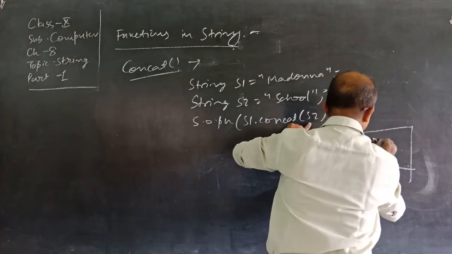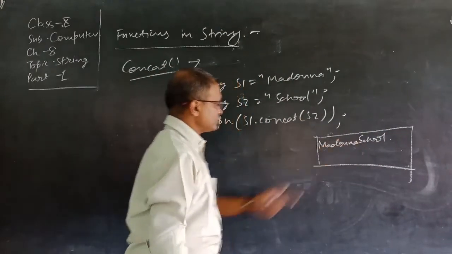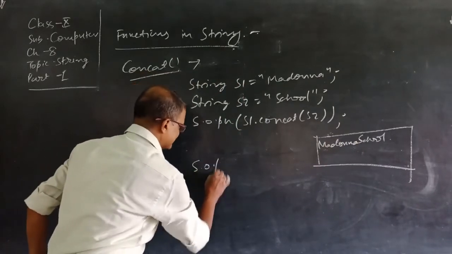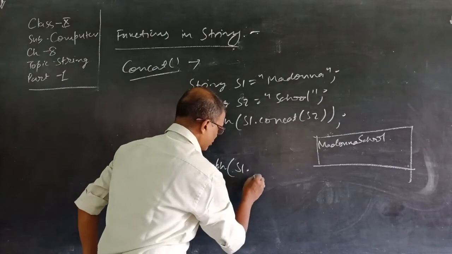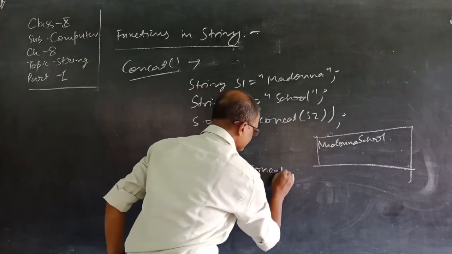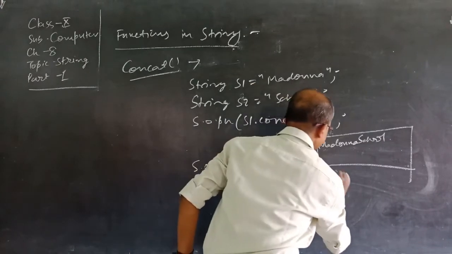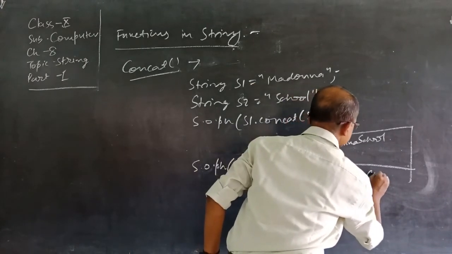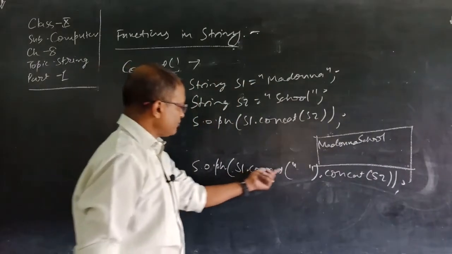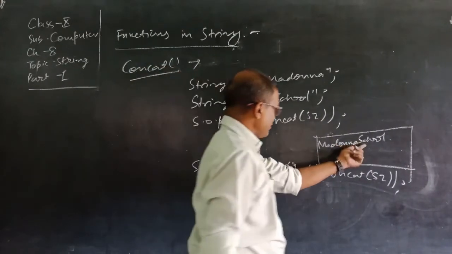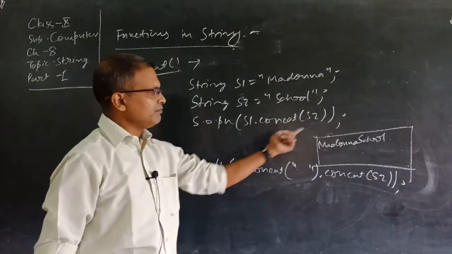Okay, suppose if you have to give a space between Madonna and school, then the syntax will be like this: System.out.println(S1.concat(" ").concat(S2)). In this way, first Madonna will come, then a space will come, and then S2, meaning school, will come. So it will give you a space between Madonna and school.